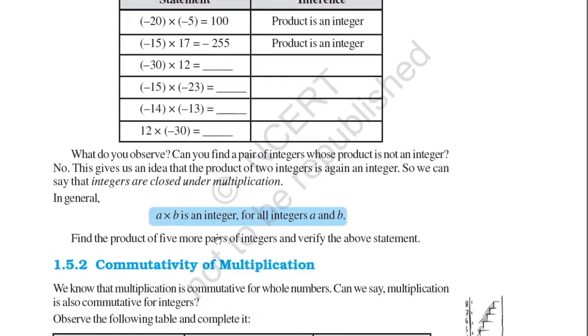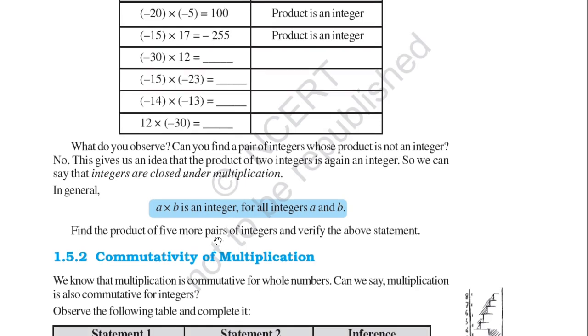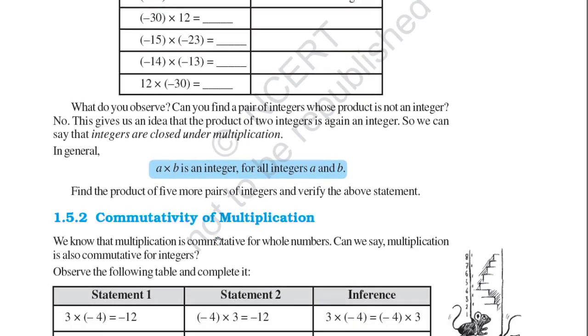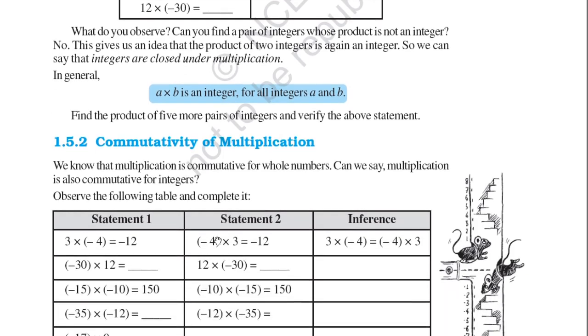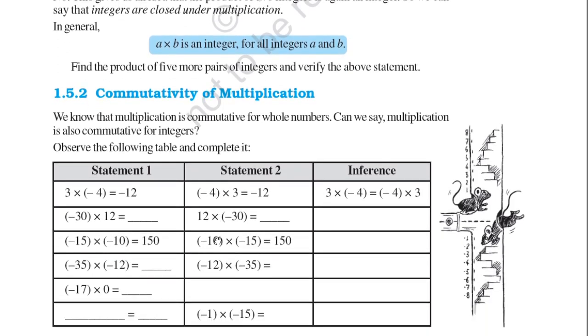What do you observe? Can you find a pair of integers whose product is not an integer? No. This gives us an idea that the product of two integers is again an integer. So we can say that integers are closed under multiplication. So in general, a into b is an integer for all integers a and b. Find the product of 5 more pairs of integers. Verify the above statement.